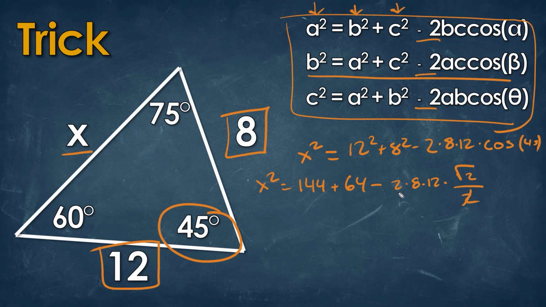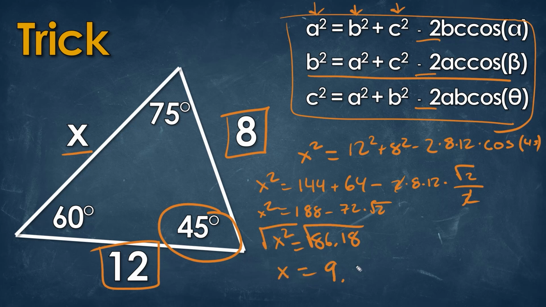We can factor out those 2's here. Simplifying this even more, we're going to have 208 minus 8 times 12, which is 96, times the square root of 2. If we use our calculators, we'll get that x squared is equal to 86.18. We take the square root of that, and x is equal to 9.28.